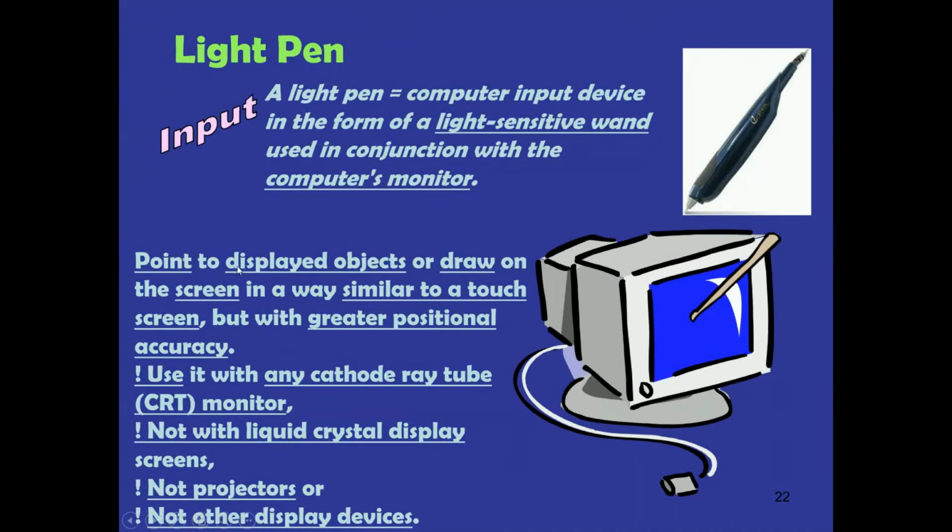You point to displayed objects or you draw on the screen in a familiar way, such as a touch screen that you would use a stylus. But a stylus you can use on a touch screen. A light pen you have to use on a cathode ray tube monitor. We will discuss monitors in output devices later. But it is a CRT monitor.